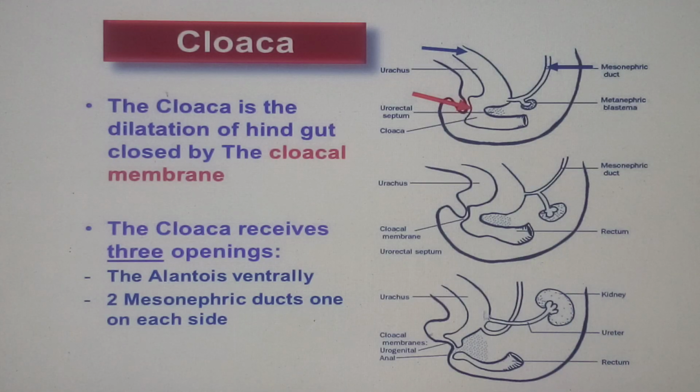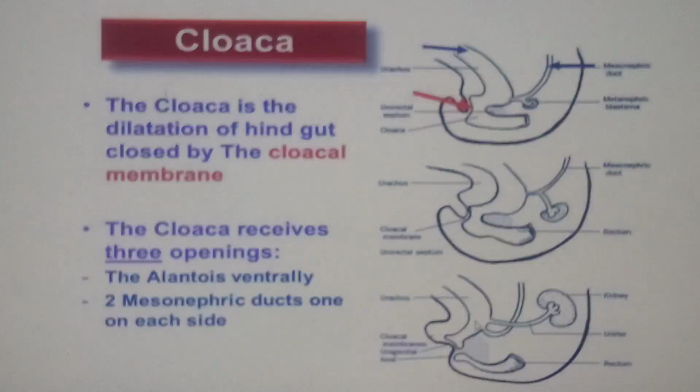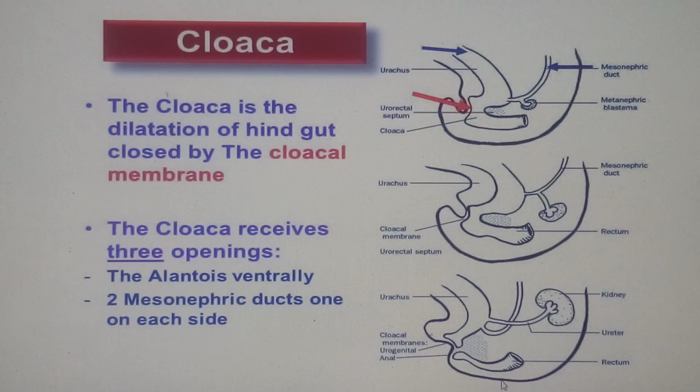So it means that the ventral portion, I'm interested in the ventral portion of the cloaca, which is the urogenital sinus. Okay, then the hind one will give rise to the rectum. So that's what we have to know.